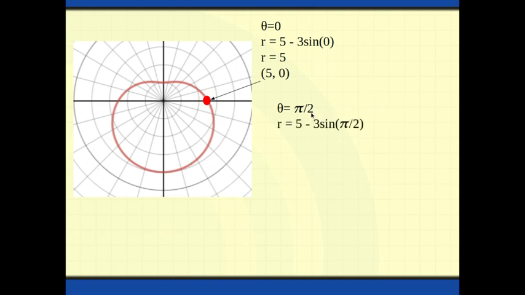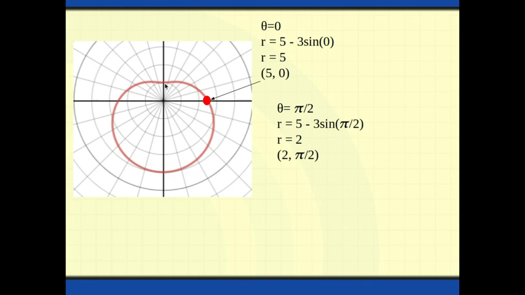So when we let theta equal pi over 2 in our function, we have to evaluate sine of pi over 2, which is 1. So that would be 5 minus 3, which gives us 2. So our coordinates in polar would be 2 comma pi over 2. Now identifying this point on the graph, we'd go to pi over 2 and 2 units from the pole. So pi over 2, 2 units from the pole.